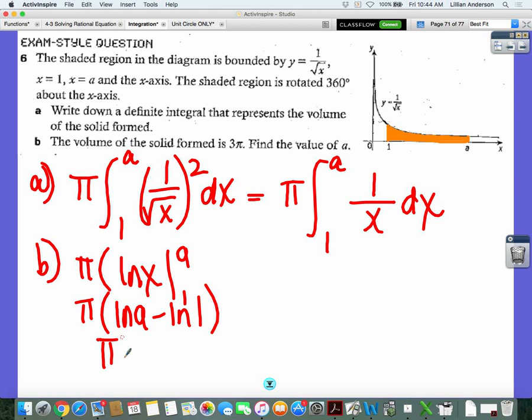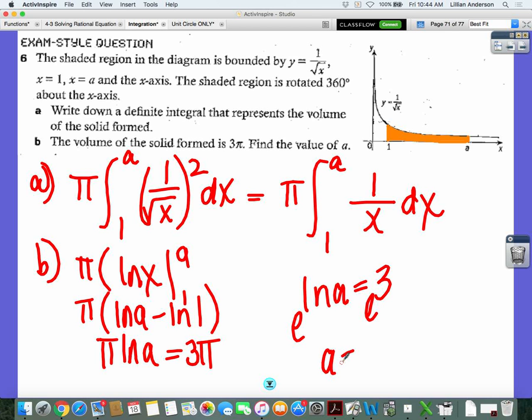So you basically have pi ln A equals 3 pi. The pi's cancel. ln of A equals 3. So solving, the way that we do those is e to the 3rd, that cancels out, and A equals e to the 3rd. And that's it, which is like 20.09, e to the 3rd power.